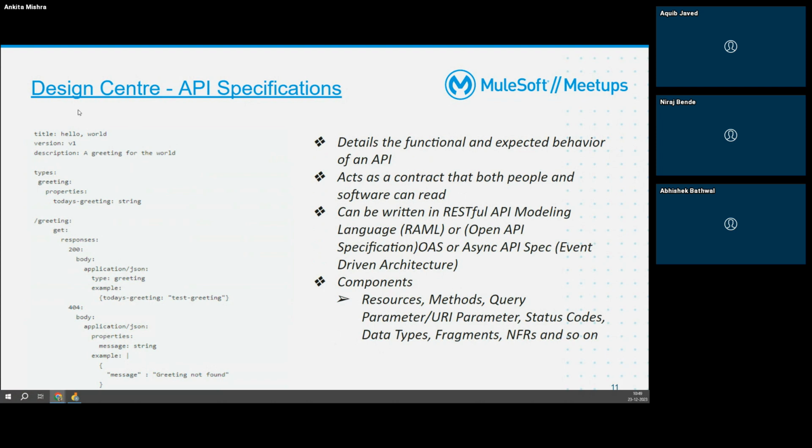So one by one, let's quickly see and understand how the Anypoint platform helps us in our design phase. In the design phase, as I've already told you, it helps us create API specifications. So what is this API specification? It gives you the details of the functional and the expected behavior of an API. During the design phase, you are just going to design the model or the specification of that particular API. We do not develop the API, we do not write the code, we just create a model.